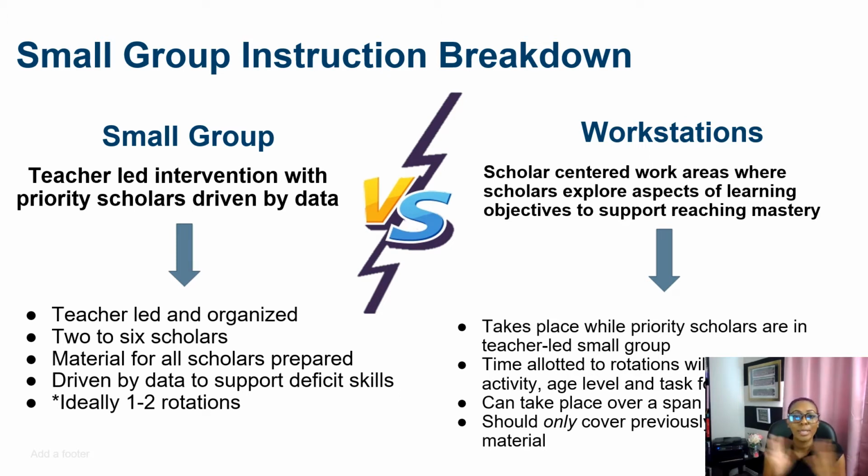So in short, we know small group instruction is something that's teacher-led, right? And you pull priority scholars driven by the data that shows, okay, this cluster of scholars needs support with this. Again, it's teacher-led and teacher-organized, and it consists of no less than 2, no more than 6 scholars. You've already prepared the material they need, because it's intentional, purposefully planned. And again, if I haven't said it enough, it's driven by data to support where they are struggling. Generally, you don't want to do more than 1 to 2 rotations, meaning no more than 2 small groups in a session.